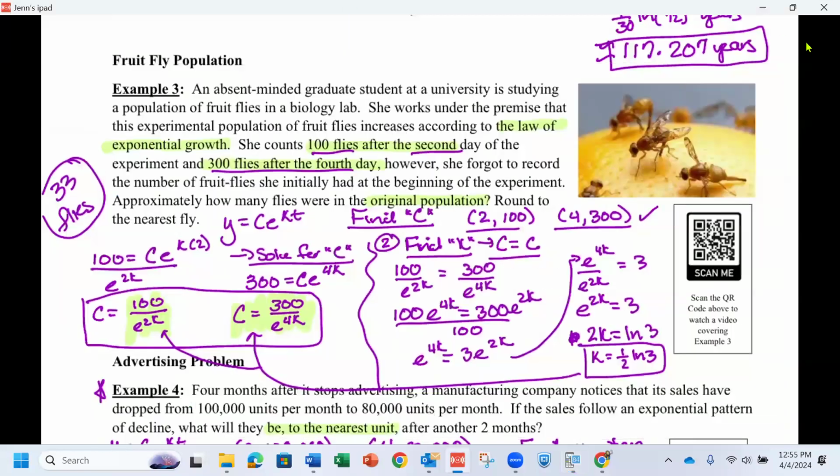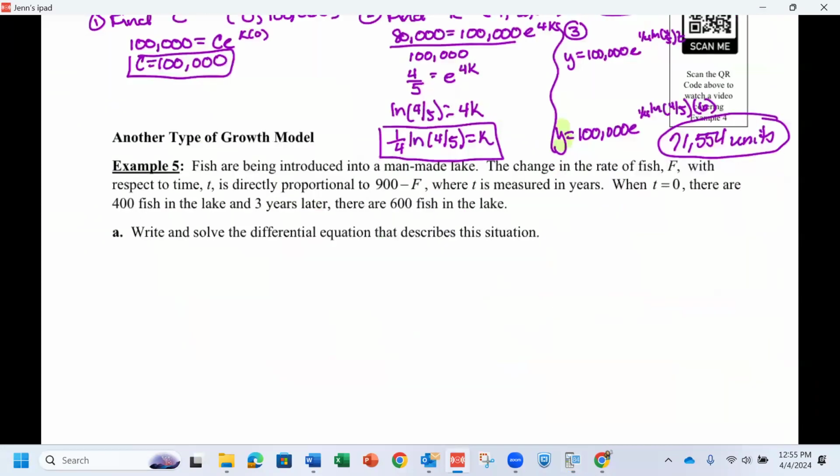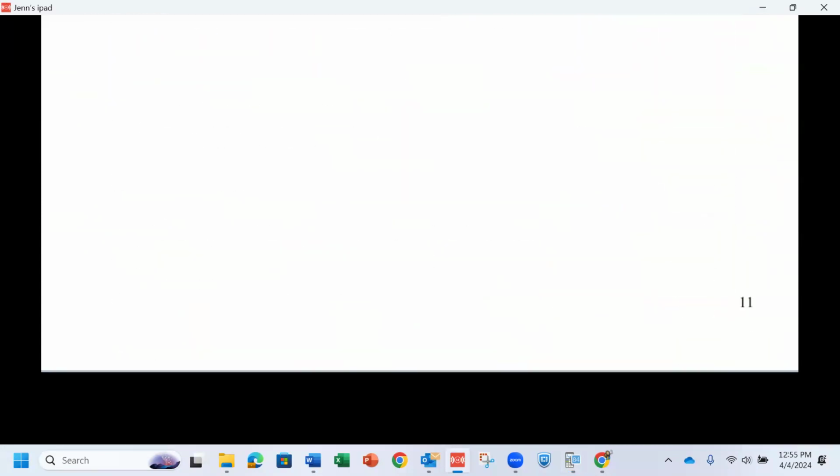So any questions on that? We did an example where we had to solve for t, we did an example where we had to solve for C, and then we had an example where we actually just solved for y. Okay, so any questions on that? All right, we're going to come back and do example 5 on Monday when I see you.